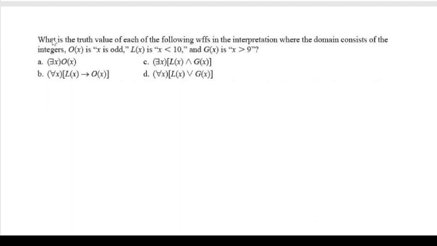So let's see some examples here. What is the truth value of each of the following well-formed formulas in an interpretation where the domain consists of the integers? So X is an integer. O(X) means X is odd. L(X) means X is less than 10. And G(X) means X is greater than 9. So here is what we have. There exists X, O(X). What we have is there is an odd integer. 3, 5, 7, minus 3, and those are all odd integers. So there are some odd integers. That's true.